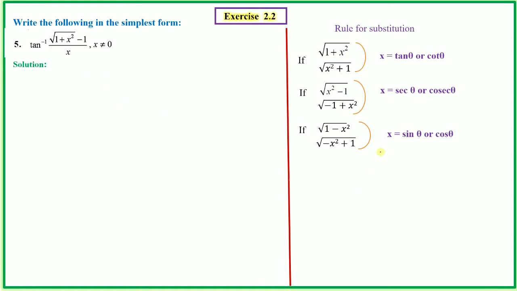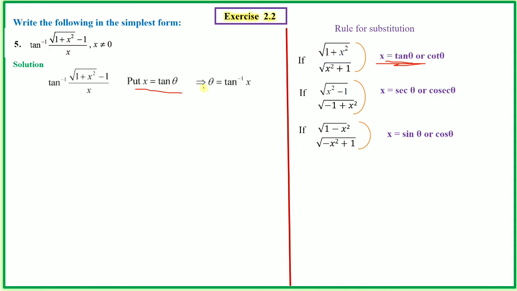So now we'll go for this using all these concepts. We'll go with this first one. Our question is an identity, the substitution of type first. We'll substitute: the question is tan inverse of (square root of 1 plus x square, minus 1) upon x. Put x is equal to tan theta, as we have here. X is equal to tan theta.